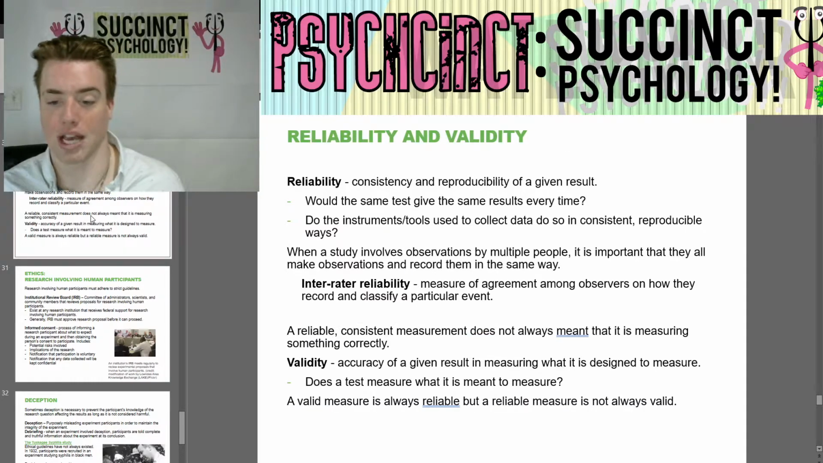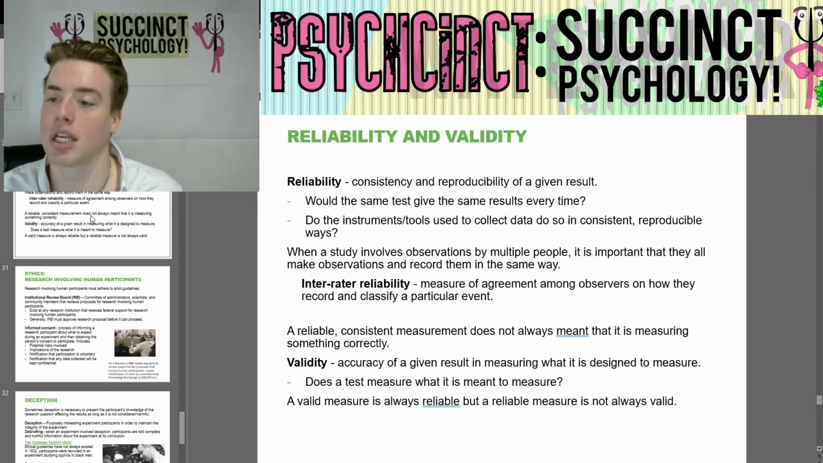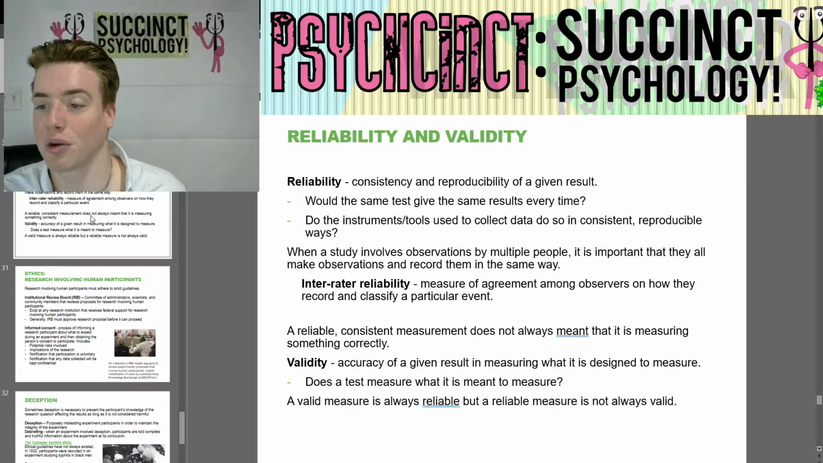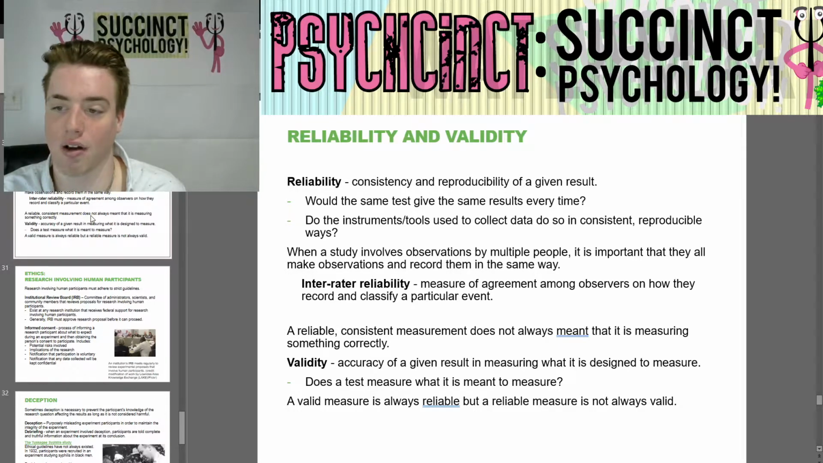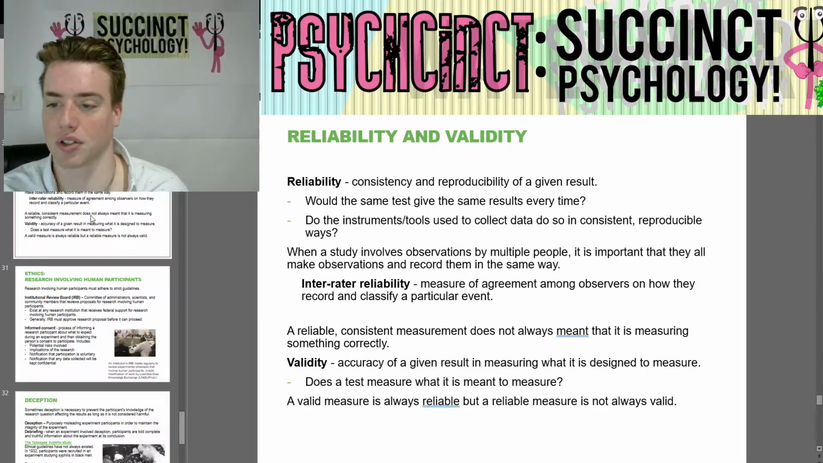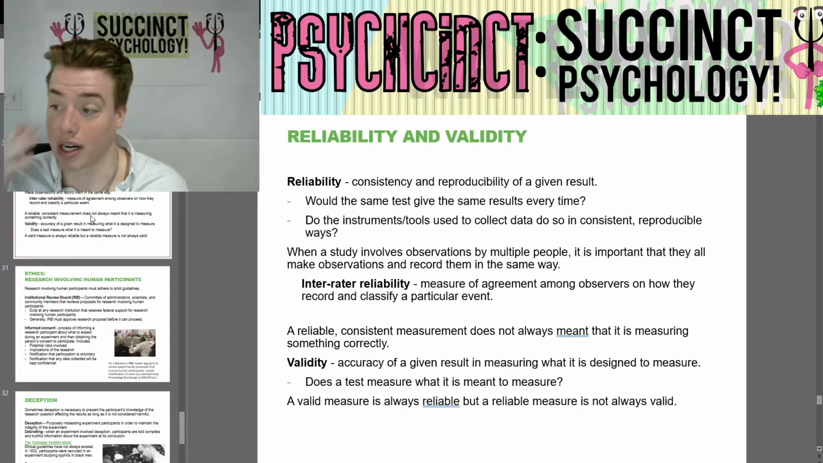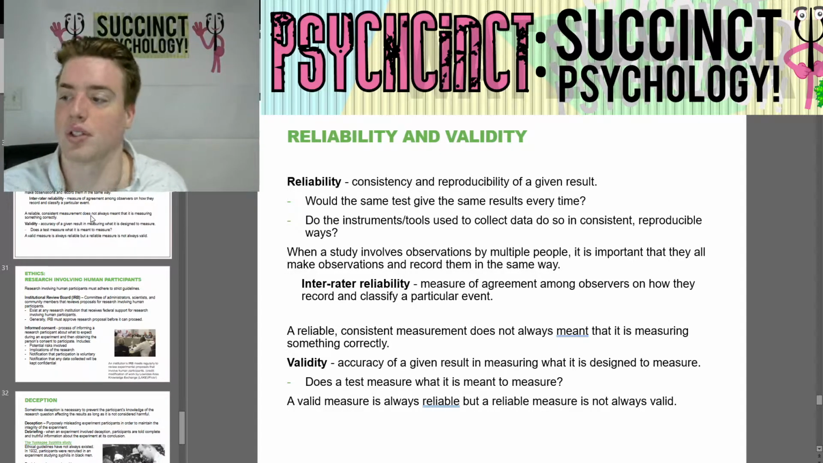So, going on, we have reliability and validity. Reliability is the consistency and reproducibility of a given result. Would the same test give the same results every time? Or do the instruments and tools used to collect data do so in consistent, reproducible ways? When a study involves observations by multiple people, it is important that they all make observations and record them in the same way. So this is inter-rater reliability, which is a measure of agreement among observers on how they record and classify particular events. Inter-rater means between raters, or observers.